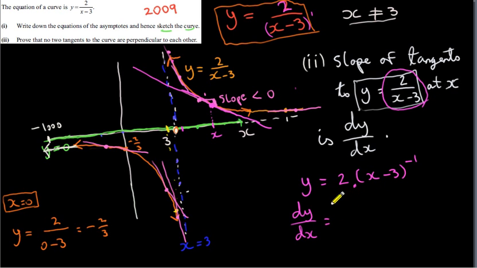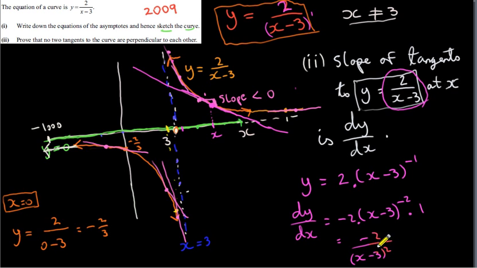Write your function like this, and using the chain rule, we just deal with the power of the brackets first. Multiply minus 1 by 2 to get minus 2. Subtract 1 from this power. Minus 1 minus 1 is minus 2. And then multiply by the derivative of what's inside the brackets. If you differentiate x minus 3 with respect to x, we just get 1. And we can write this as minus 2 over x minus 3 all squared, because x minus 3 to the power of minus 2 is just 1 over x minus 3 squared. So this is the slope of a tangent to our graph at any point x.